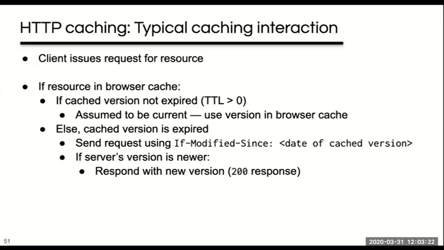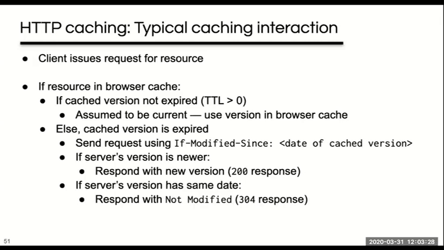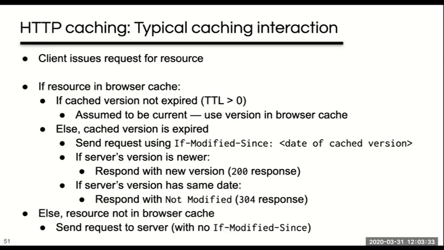And if the server's version is newer, it sends the new version. If the server's version has the same date, it responds with a not modified message. And if the resource wasn't in the browser cache, the client sends the request without the if modified since because it doesn't have a date to compare with.